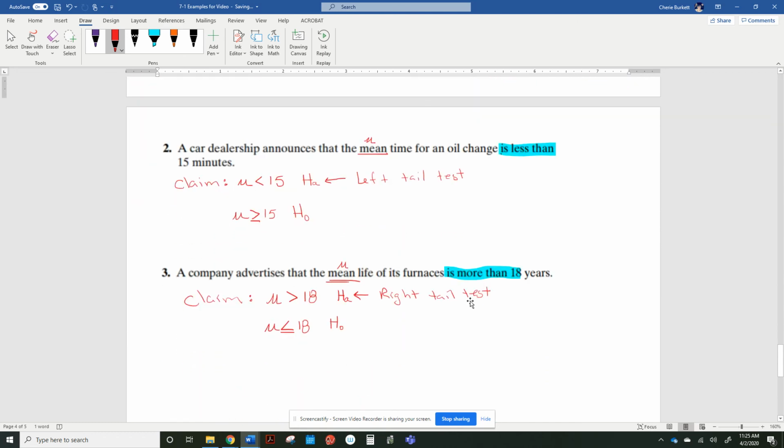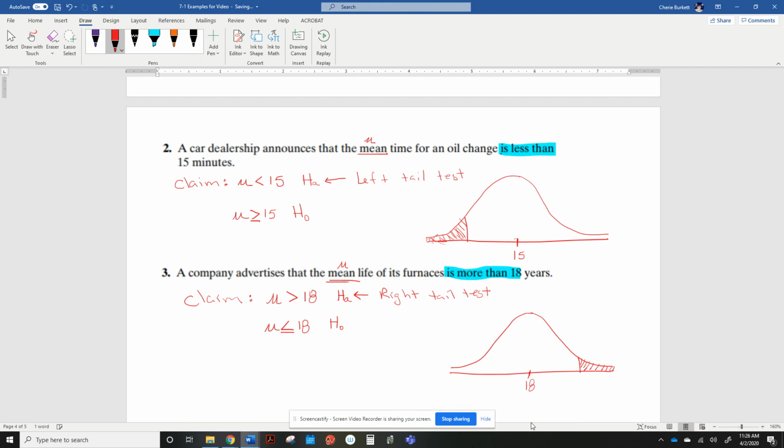Now let's go back down to this one. Let's draw our standard curve. I don't know why my left side's always a little bit shorter than my right side. Okay, this is mean right here. This is 15. It goes right in the middle, and it's a left tail test. So we're going to come over here and shade the left tail. Okay, and then this one is the mean again. The mean is 18, and it's a right tail test, so we're just going to shade this.